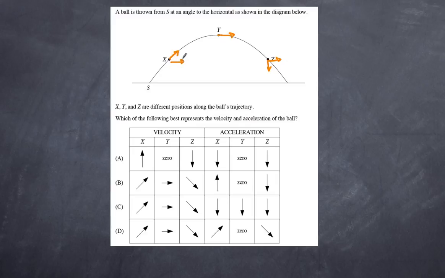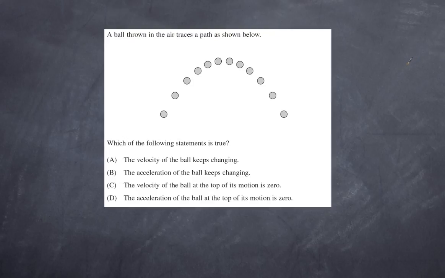The important thing here, of course, is that the horizontal components are constant, and the vertical components are changing. And so that means the velocity clearly is going up, across, and down, and so that actually looks at B, C, and D. The most important thing about projectile motion is that the acceleration is constant throughout the whole path, and therefore the only possible answer is C, because all these vectors show the acceleration to be down at all times.